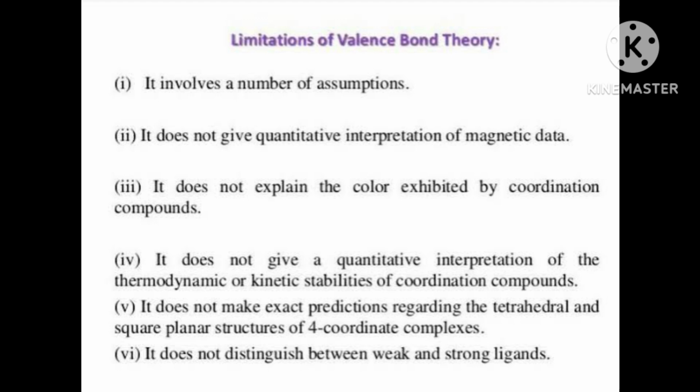If you add both, 3 by 5 plus 2 by 5, it becomes only 1, but here there is a division. This value is asked in examinations. So in octahedral cases, the eg orbitals will increase by 3 by 5 of delta O, and the 3 t2g will decrease by 2 by 5 delta O.